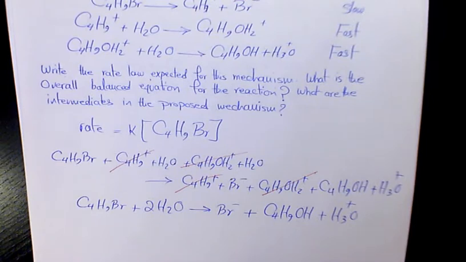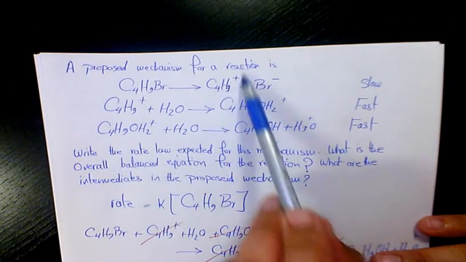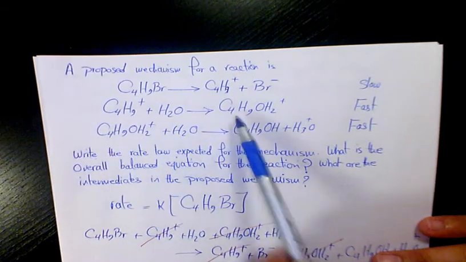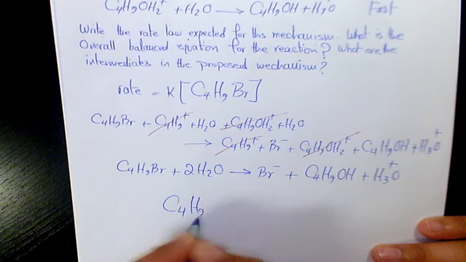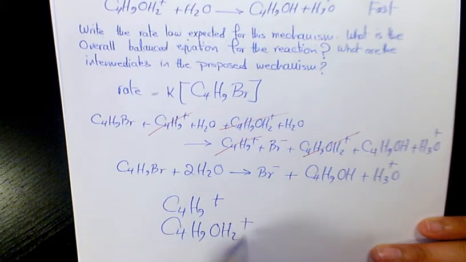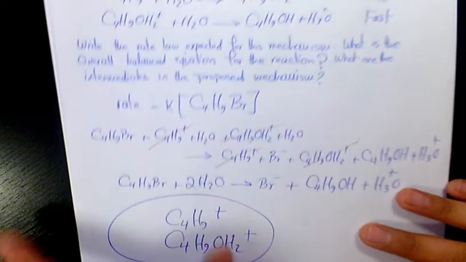Now, on the third part, it says what are the intermediates in the proposed mechanism. So we saw intermediates are those compounds that are formed and then consumed during the reaction. So in these 3 elementary steps, this one is formed and consumed, and this one is formed and consumed. So it's going to be C4H9+ and C4H9OH2+. So these are the intermediates of this reaction.